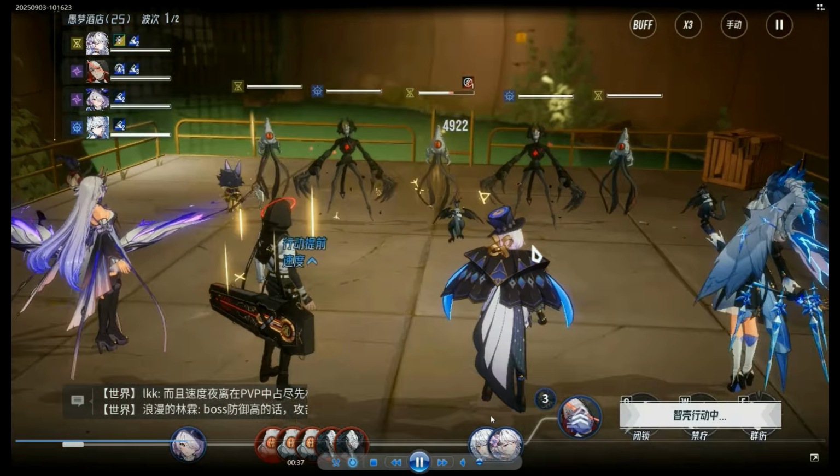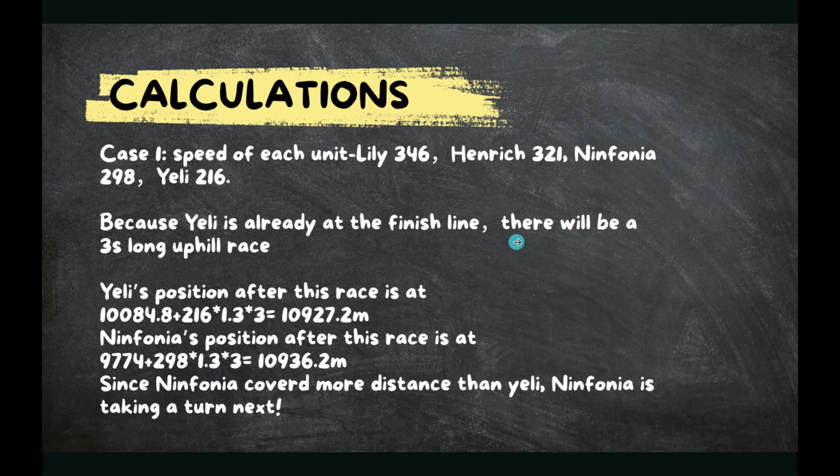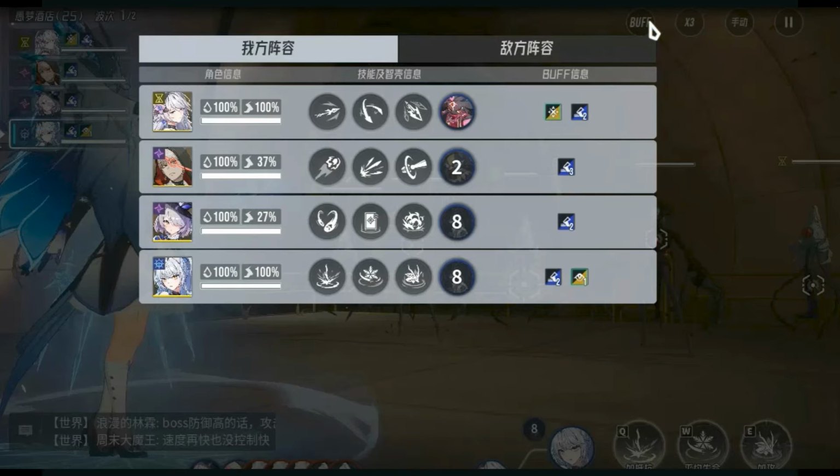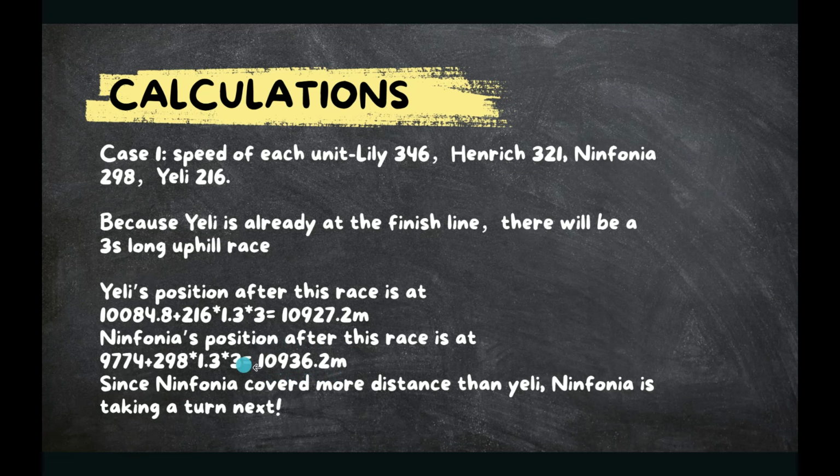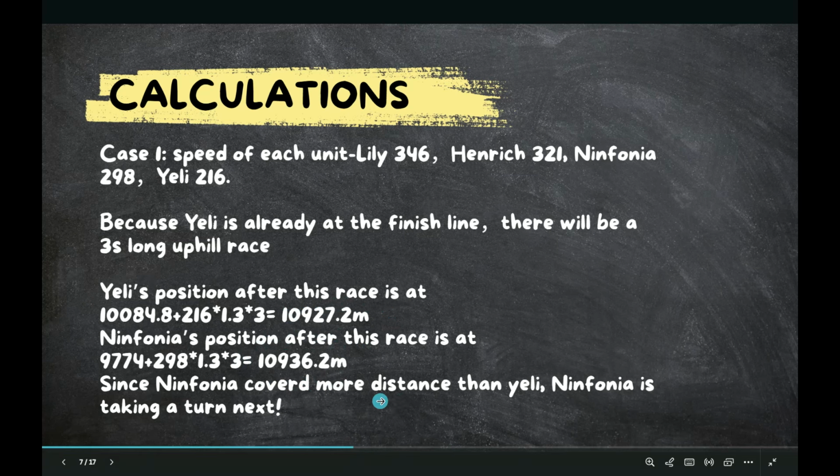Because Yeli is already at the finish line, there will be a 3 seconds long uphill race. So Yeli's position after this race comes to 10,927.2 meters, and Nymphonia's position after this race comes to 10,936.2 meters. So as you can see, Nymphonia covered more distance than Yeli, so in this case Nymphonia is moving first, or moving before Yeli.